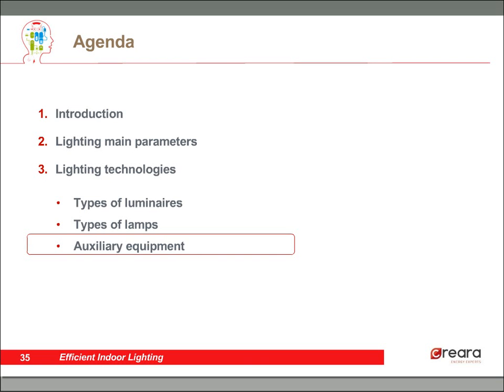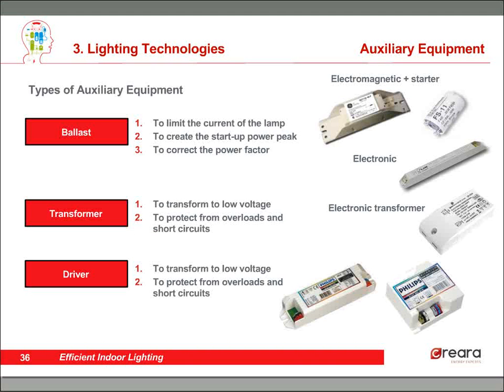Finally, after luminaires and lamps, we're going to talk about auxiliary equipment. Not all lamps work by themselves. Most of the lamps need auxiliary equipment to work. Fluorescent lamps need ballast, for example. The ballast is the equipment that limits the current of the lamp, creates the startup power peak, and corrects the power factor.